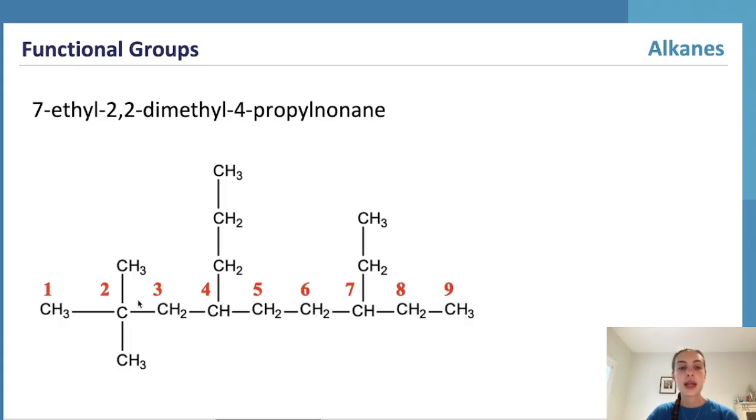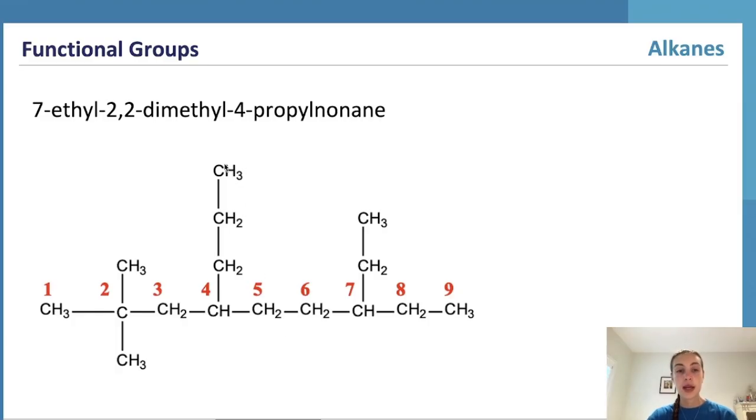If we count along this chain down the bottom here, we want to find the longest possible continuous chain. So we can count 1, 2, 3, 4, 5, 6, 7, 8, 9. That's 9 carbons long along the longest possible chain. We could also count it in other ways and still get 9.